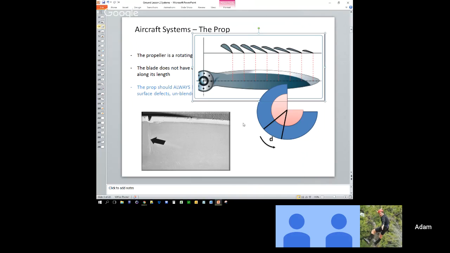True. So remember from last lesson, the greater the angle of attack, what goes up when you increase angle of attack? Lift? Yes, exactly. What goes down as you increase angle of attack?